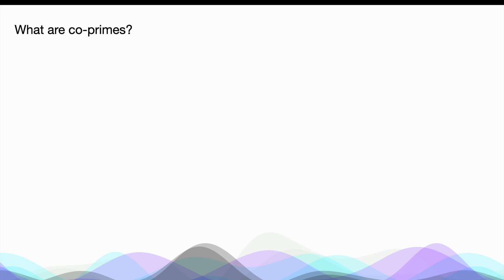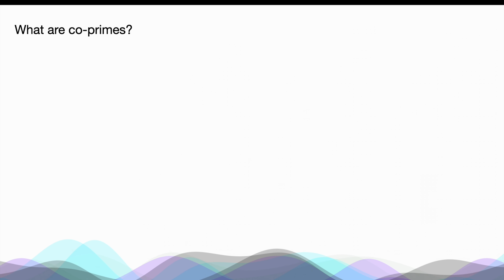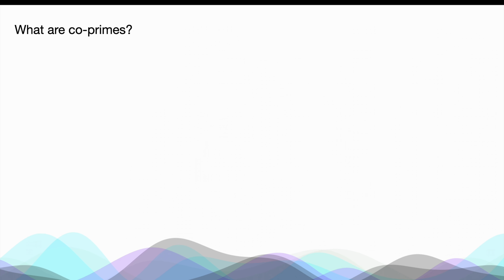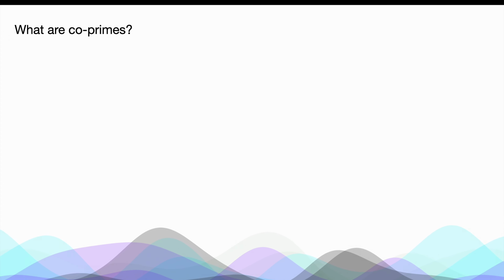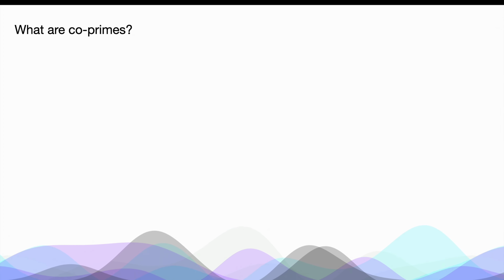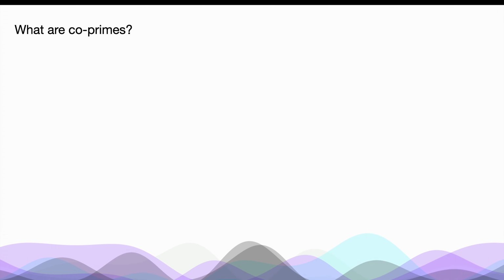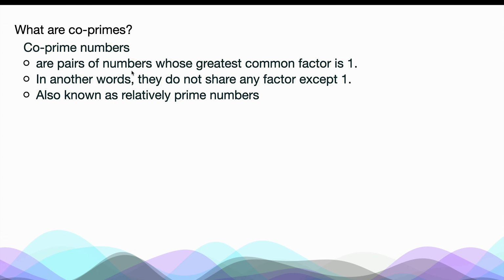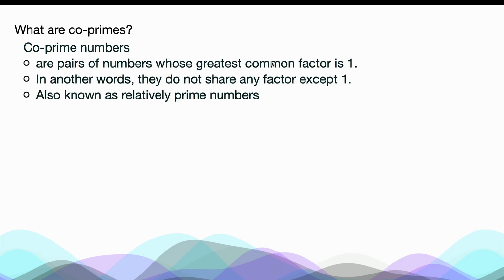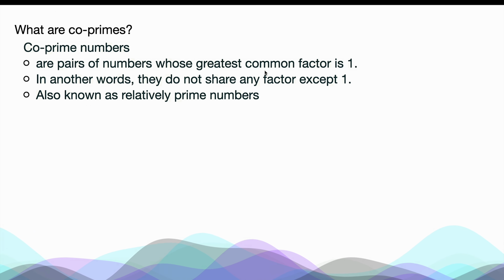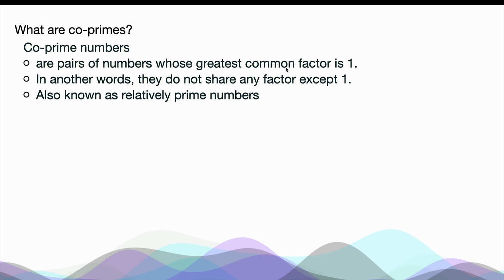What are coprimes? We saw coprimes in the first lecture when we were studying rational numbers and representing rational numbers in their smallest form. In that case, the rational number p by q in the smallest form can be obtained when p and q are coprimes. It is basically a pair of numbers, okay, not a single number, but a pair of numbers whose greatest common factor is 1, or the highest common factor is 1, or the HCF is 1.